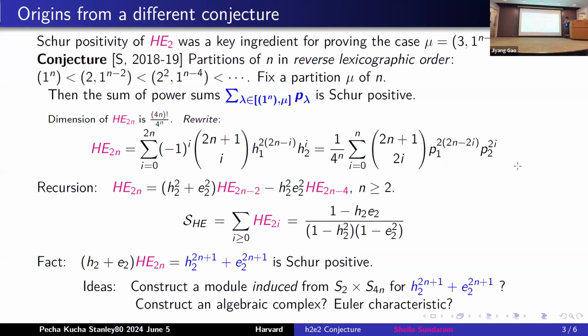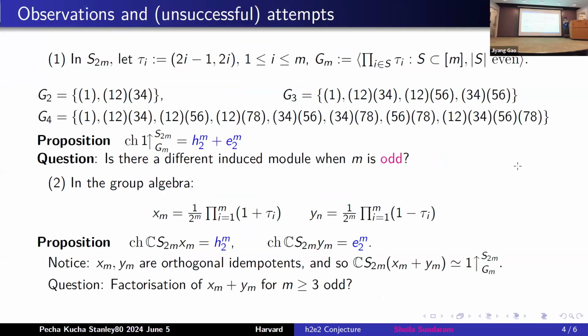So my idea was to try and rewrite this as an induced module, or maybe construct an algebraic complex. I have a lot of wild ideas that I never get to work. But yeah, so this is basically, as you may have already guessed, to talk about the things that I tried that didn't work.